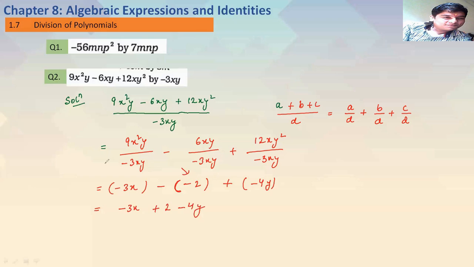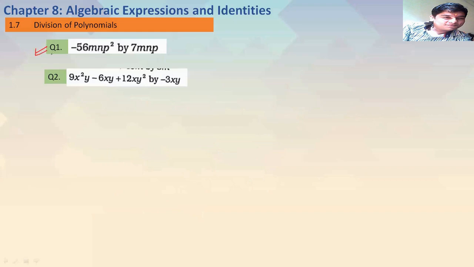So we are comfortable with monomial by monomial and polynomial by monomial, right? Now, when we divide polynomial by polynomial, we use long division or factorization. But factorization is a separate chapter. We have not gone into that yet. So we'll first learn the long division method.